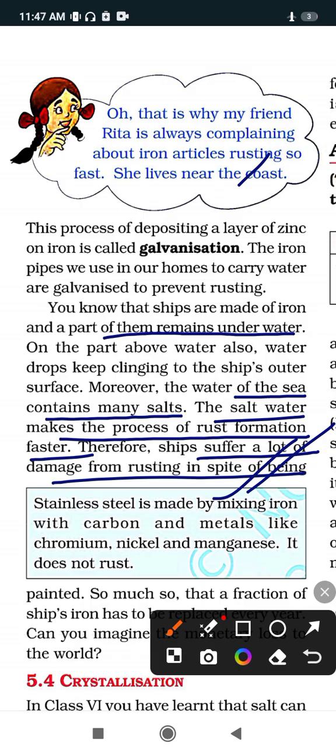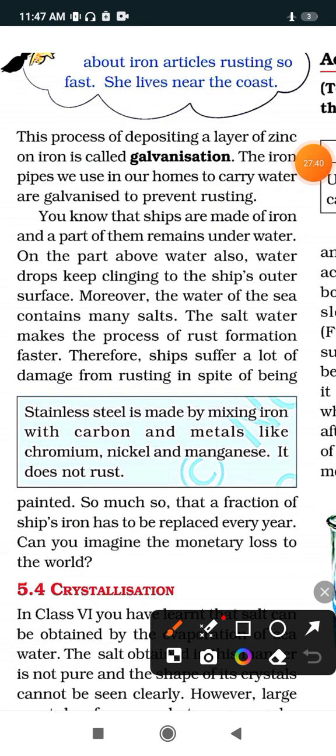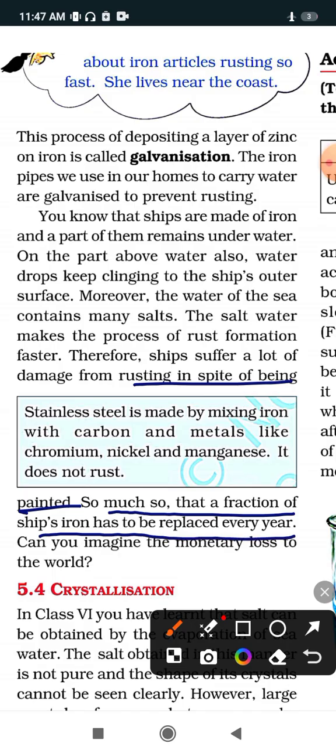So even after painting, rusting can occur in ships. Clear? So a large fraction of a ship's iron has to be replaced every year. Can you imagine the monetary loss to the world? Rusting causes so many losses.